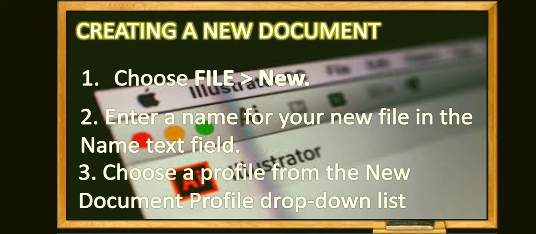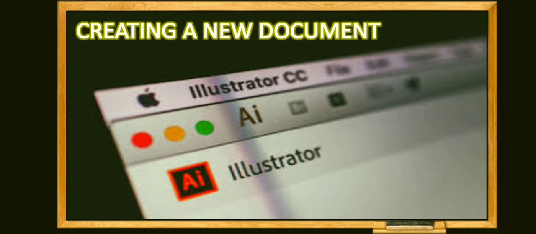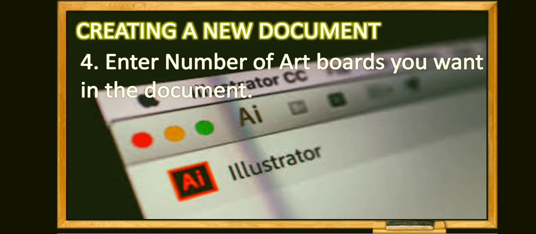Third, choose a profile from the New Document Profile drop-down list. And what are the list? You have to select the correct profile, which sets up preferences such as resolution and color correctly, from the document profile drop-down. Number 4 is enter the number of artboards you want in the document.